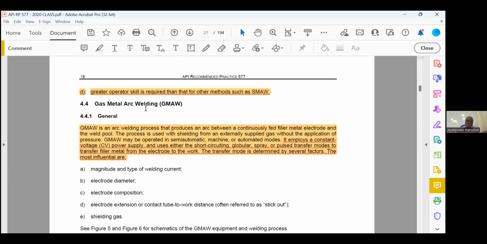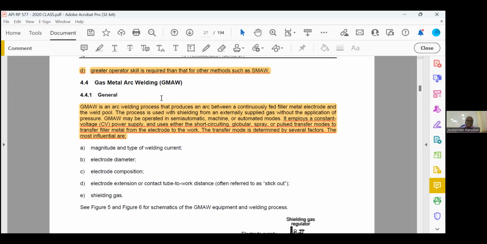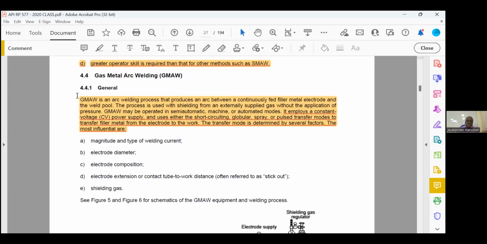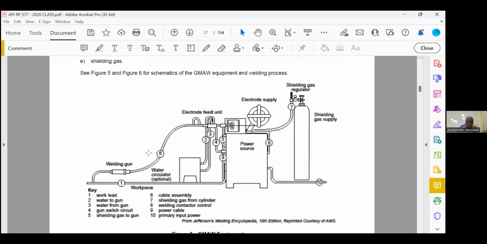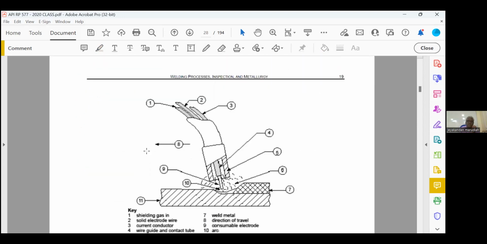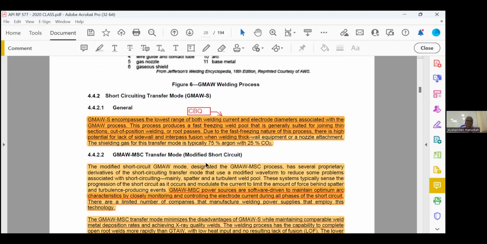Okay, so please take GMAW, highlight this first line: arc welding process that produces an arc with a continuously fed filler metal under the weld pool. Highlight the first line. Then next, short circuiting. These 4 lines are important.